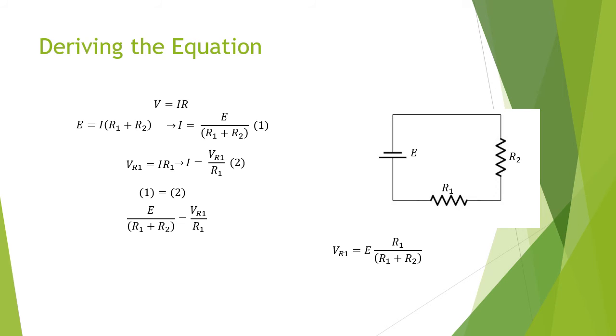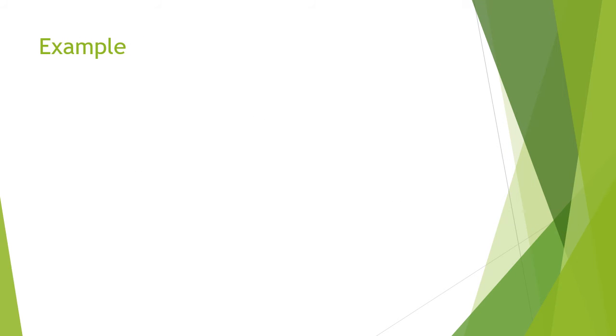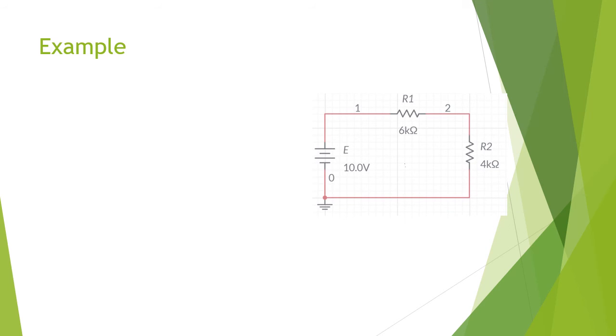Now we're just going to apply it in a quick example. In this circuit, we've got a 10 volt source in series with a 6 kilo ohm and a 4 kilo ohm resistor. We use the formula we found before, E times R1 divided by R1 plus R2. To find the voltage across the first resistor, R1, it's the source voltage, which is 10, times 6, the value of the first resistor, divided by the total resistance, 6 plus 4, and that gives us 6 volts.